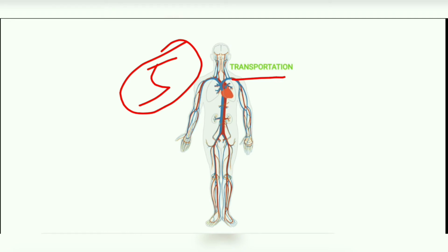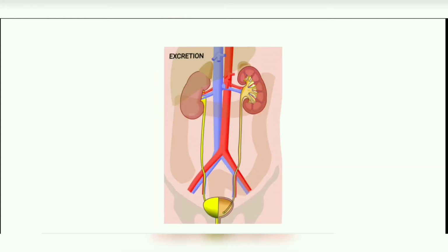Once these food molecules are broken down, byproducts are produced. If these byproducts remain in your body, they can be toxic to the body. So these byproducts need to be removed from the body. How are they removed? They are removed by excretion. So excretion is the sixth life process.